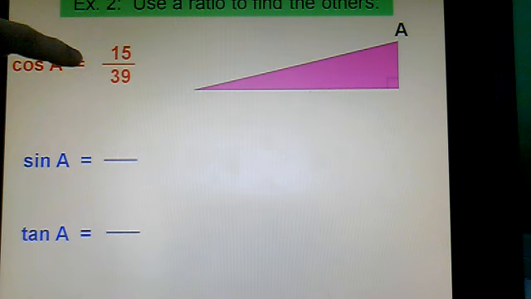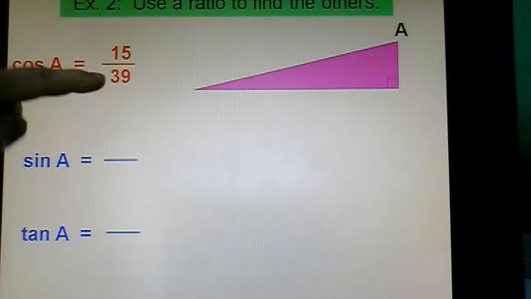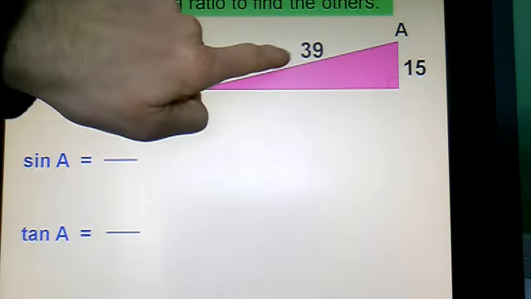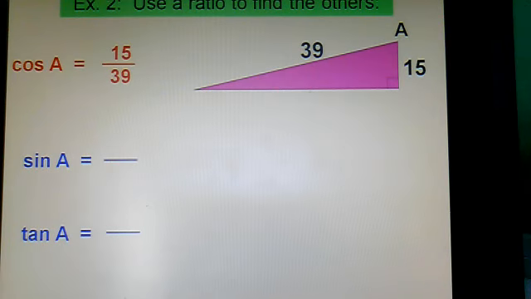And hopefully you looked at this and said, well, if the cosine of an angle is 15 over 39, that means the adjacent side could be 15 and the hypotenuse could be 39. So hopefully you threw those on there in those positions if you used this drawing. Doesn't matter where you put A, but as long as you have 15 adjacent and 39 as your hypotenuse, you're going to get the right idea.